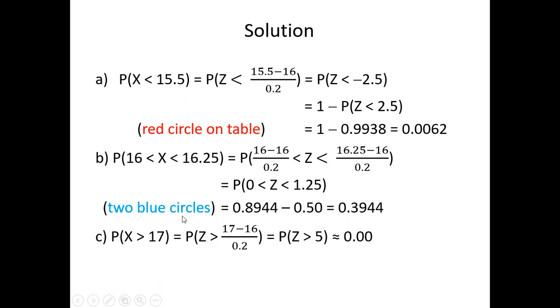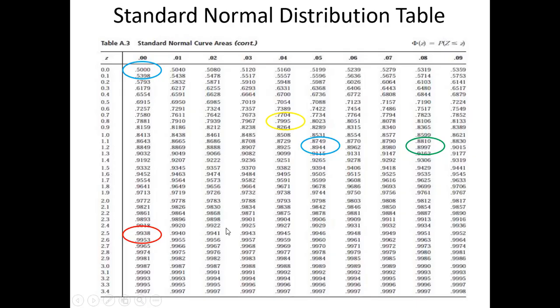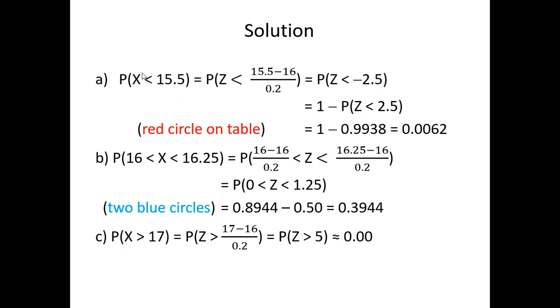And these probabilities are given on the table with the blue circles. Let's take a look at that. So I had 1.25. Okay, this would be my row, my 1.2 row. This would be the column. So that's where we get the 0.8944. And the probability Z is less than 0 is exactly 0.5. It's the left half of the area under the curve. Okay, so that's how we get to this answer here.